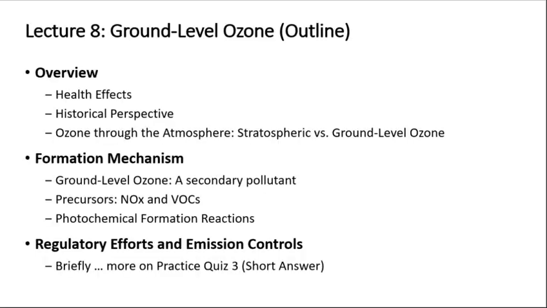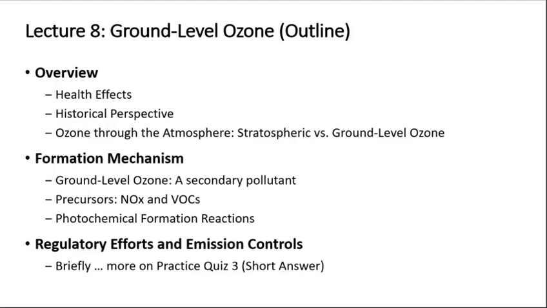The outline of this lecture is as follows. We will first give an overview. We will summarize the main adverse health effects of ozone. We will then present a historical perspective for appreciating ozone's importance in air pollution. We will then review how ozone is distributed vertically throughout the atmosphere, distinguishing between ozone in the stratosphere, ozone in the troposphere away from pollution sources, and ground-level ozone in urban areas, which is the focus of this lecture.